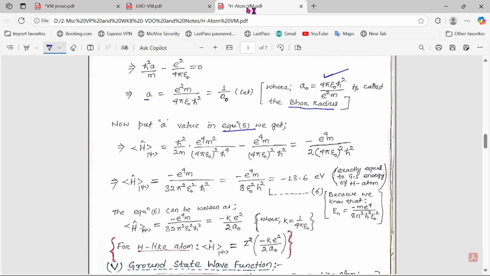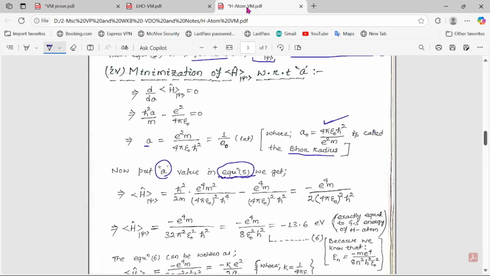So what will be the minimum expectation value of the Hamiltonian? If we put this a value in equation number 5, then we can find the upper bound, or minimum expectation value, of the Hamiltonian. So you just substitute the a value here.